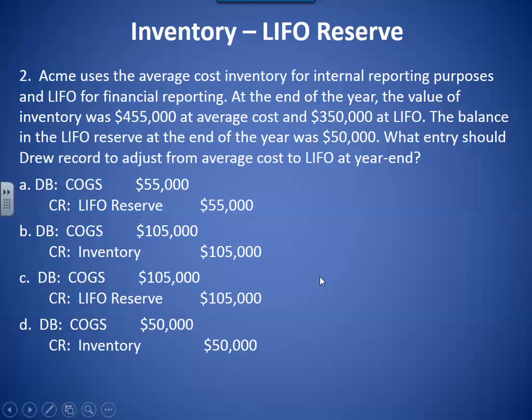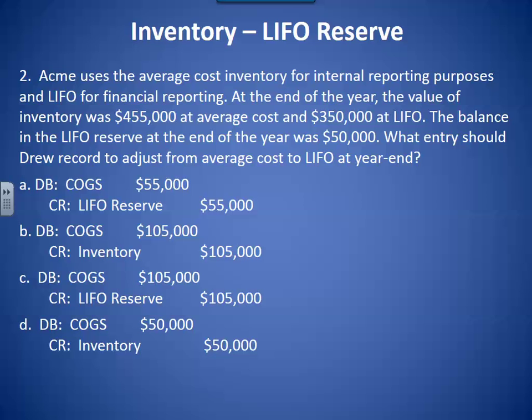Now, let's take a look at this question. Acme uses the average cost inventory for internal reporting purposes and LIFO for financial reporting. At the end of the year, the value of the inventory was $455,000 at average cost, and if they valued that same inventory at LIFO, the inventory would have been valued at $350,000. Now, the balance in the LIFO reserve at the end of the year was $50,000. What entry should Acme record to adjust from average cost to LIFO at year end?